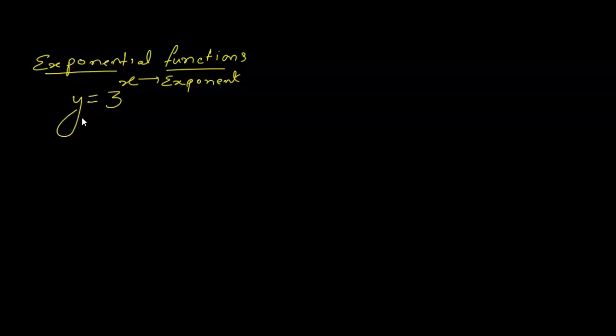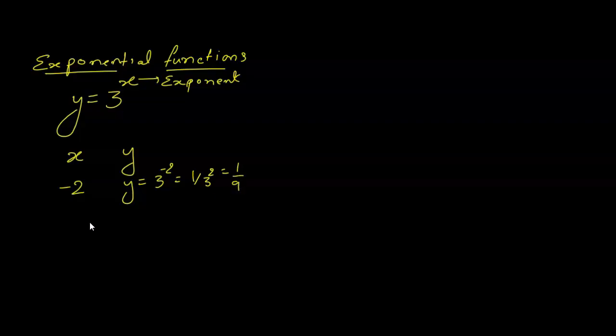Suppose I want to know the value of y, how it varies when we change the value of x. Let me draw a table for it. I'll take x over here, I'll take y over here. Suppose I am taking the value of x as minus 2, my y would be 3 raised to power minus 2, that is 1 upon 3 square, and that is 1 upon 9.